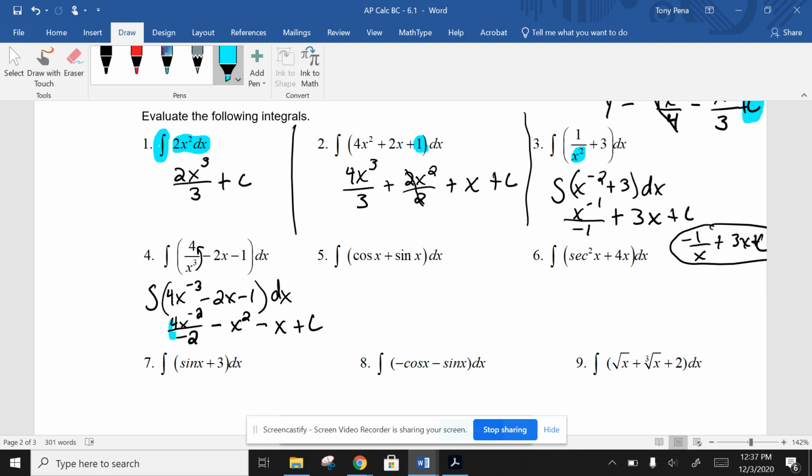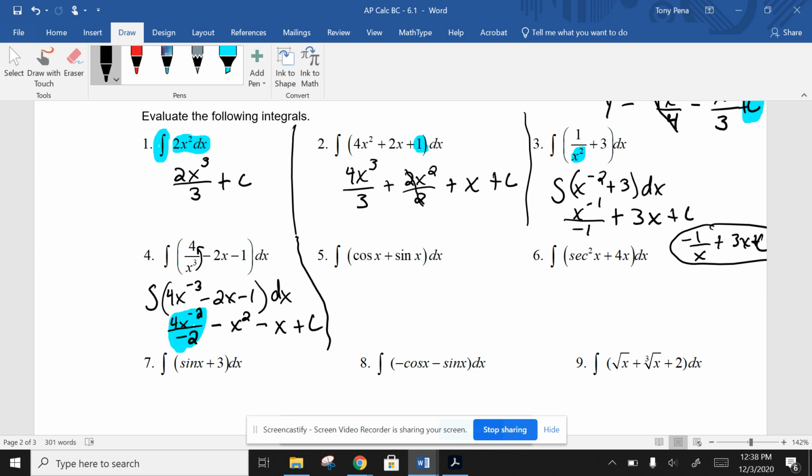As always, I'm out of room with my big giant online pen, but you would want to simplify this to make sure that that's a negative exponent. So you'd write that as a negative 2 over x squared, and then the rest of this would stay the same. That's the power rule for antiderivatives. Pretty simple, nothing tricky. You just want to keep everything straight now that we can do derivatives and antiderivatives.